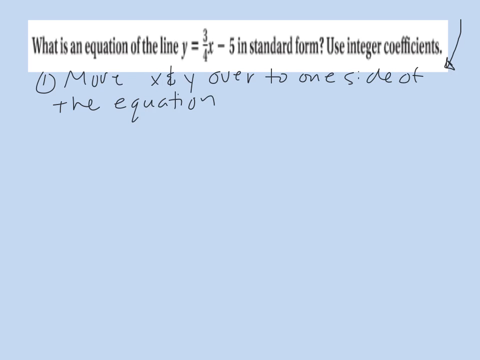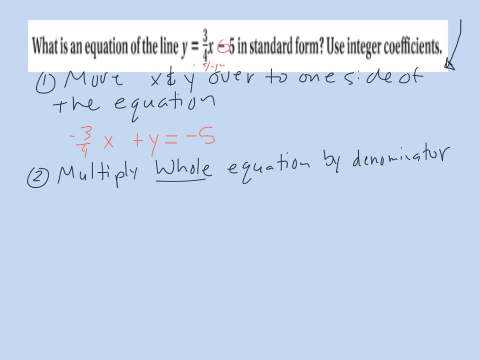So I'm going to first subtract 3/4 x from both sides. So I have a negative 3/4 x plus y equals negative 5. Do not lose your subtraction. And then your second step is to multiply the whole equation by the denominator. So I'm just going to rewrite out the equation from above. And my denominator here is a 4. So I'm going to multiply this whole thing by 4.